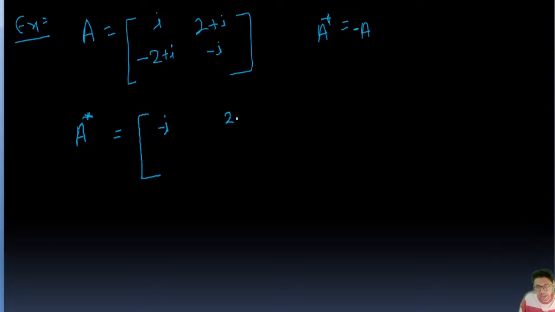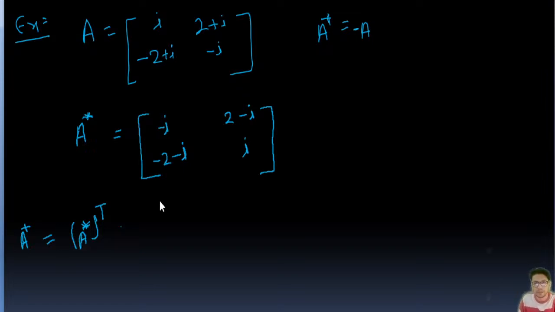So we have been given an example. We have been given A equal to iota, 2 minus iota, minus 2 minus iota, and iota. Now we'll find the transpose of conjugate of A, that is A dagger, which is equal to the transpose of conjugate of A.